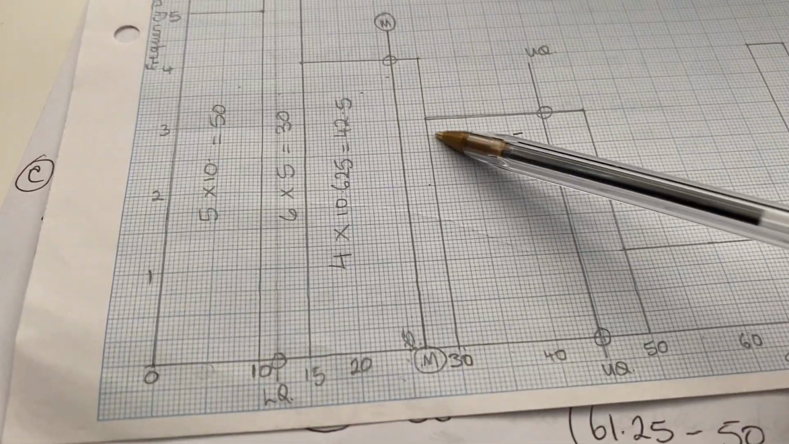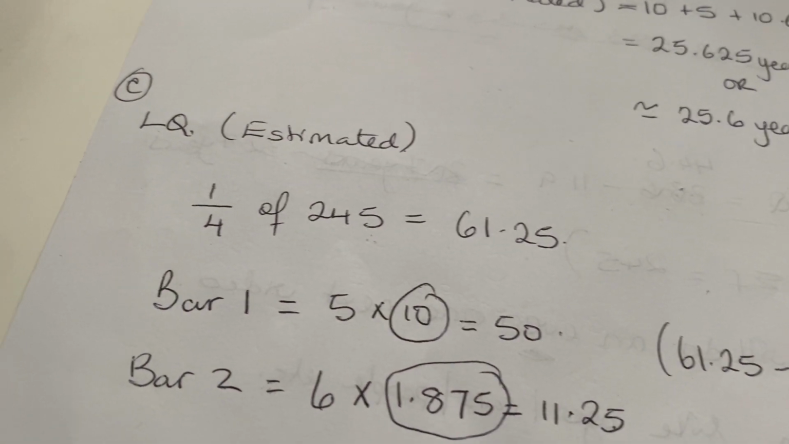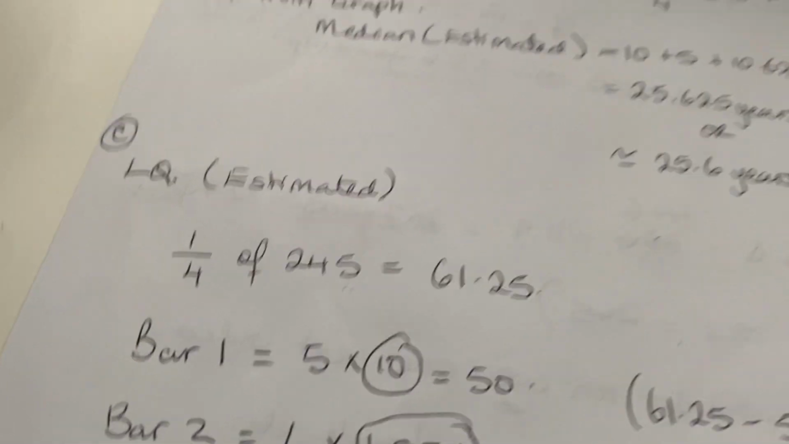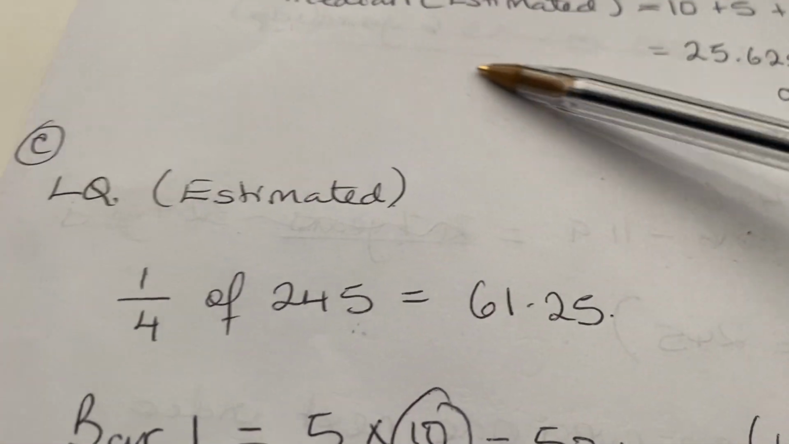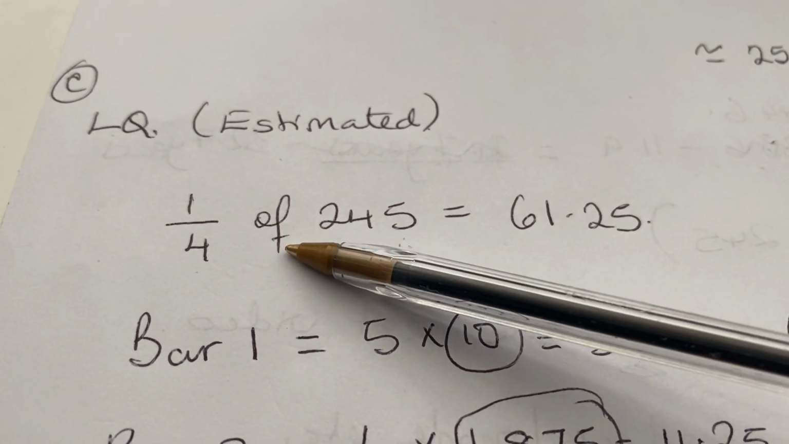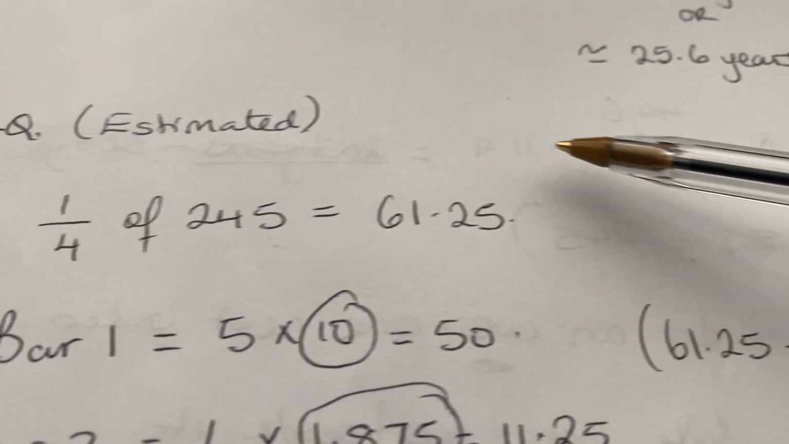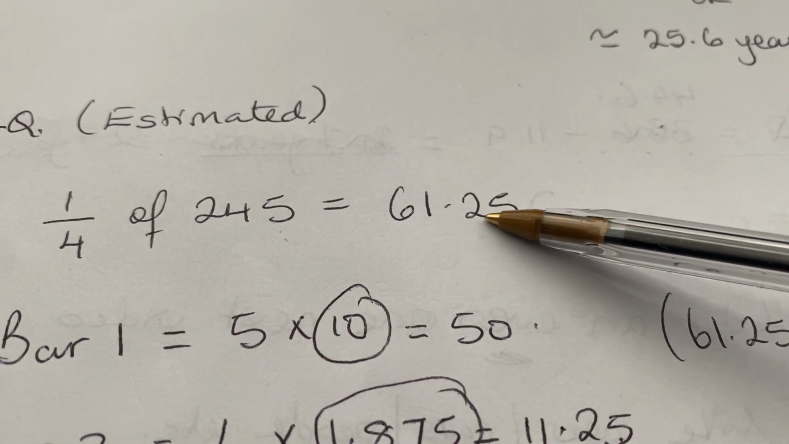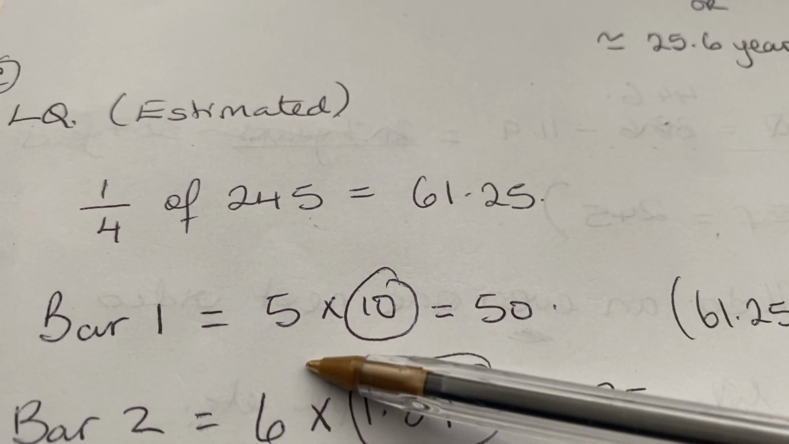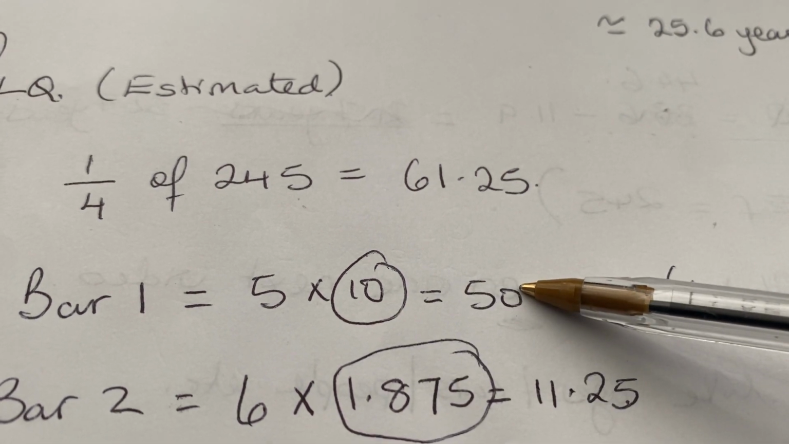So that will be your median. Now, to find the interquartile range, you need the lower quartile and you need your upper quartile. Your estimated lower quartile again is 1/4 of the total frequency. Here is 61.25. We know that the first bar is 5 times 10, which is 50.